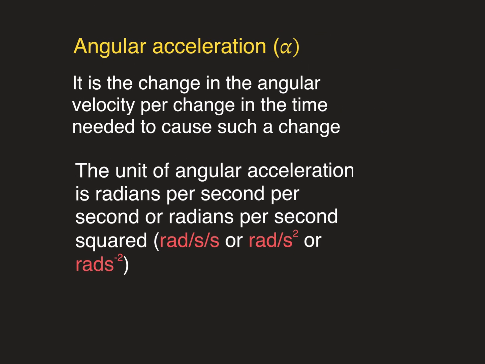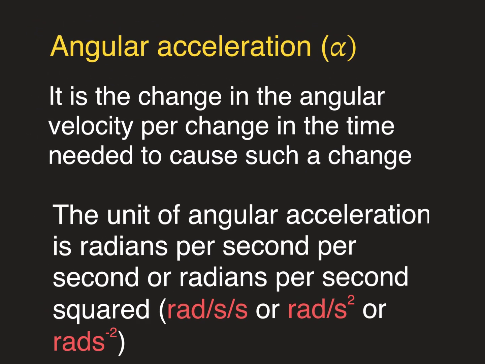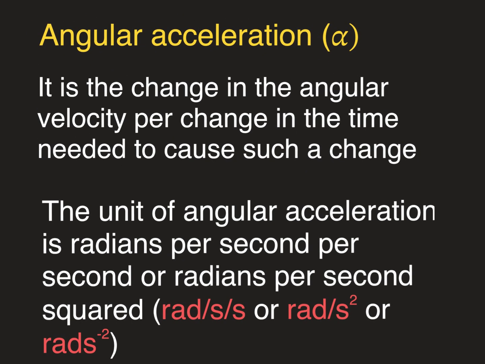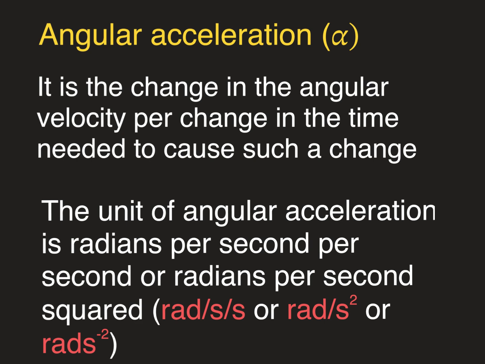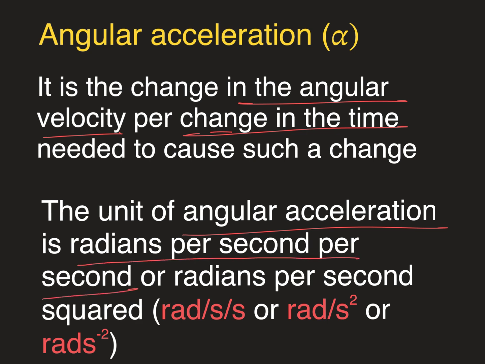Moving on to angular acceleration. Angular acceleration is the change in the angular velocity per change in time needed to cause such a change. The change in the angular velocity per change in time, that is called angular acceleration. The unit of angular acceleration is radians per second squared. Okay, you can express it either this way, or this way.